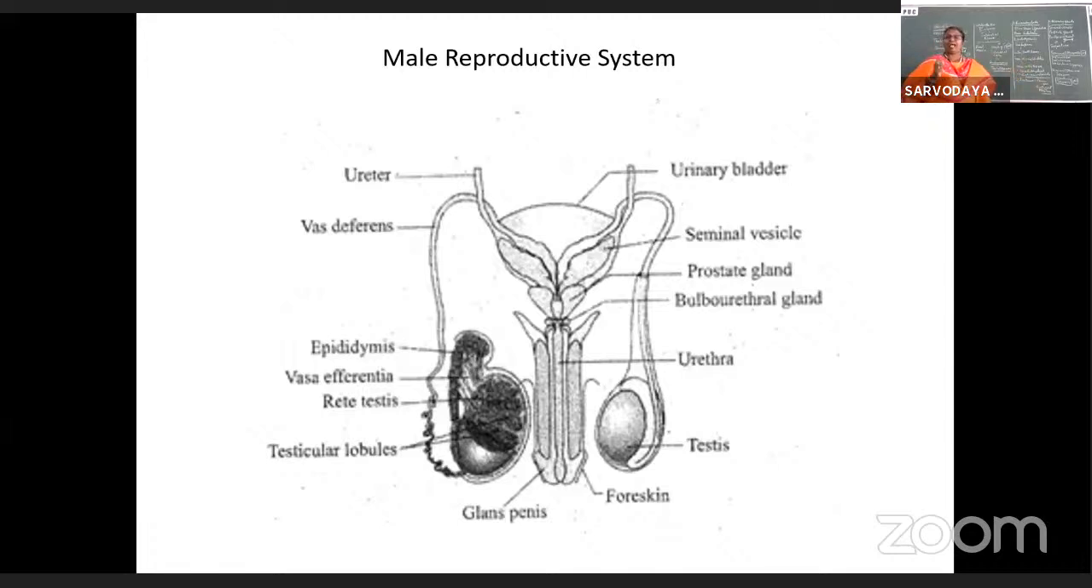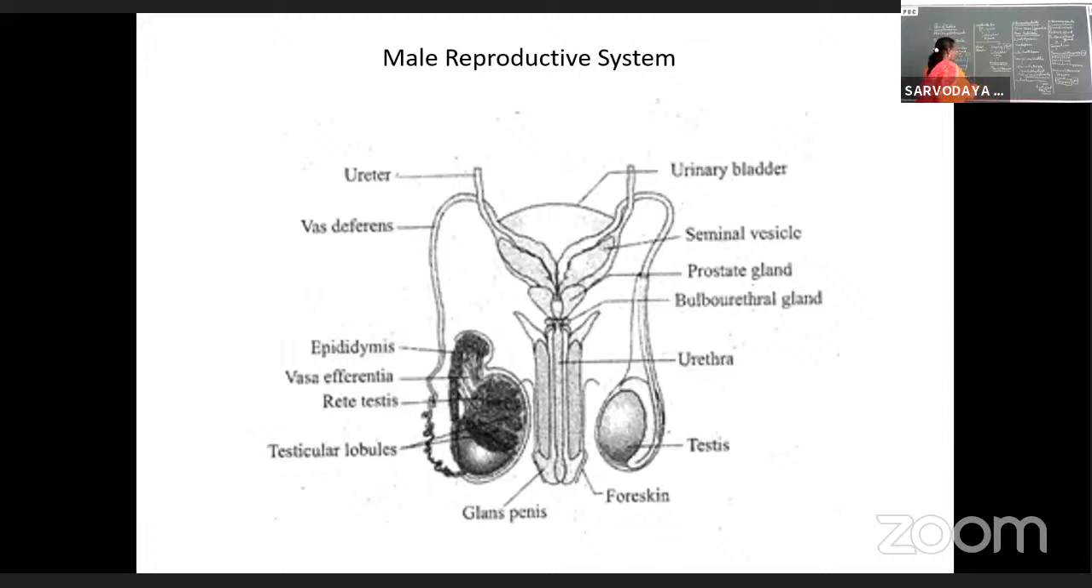Very simple. The secretion of the male accessory glands is called seminal plasma. Then what is semen? Semen includes seminal plasma and sperms. Seminal plasma and sperms together, we call it as the semen.